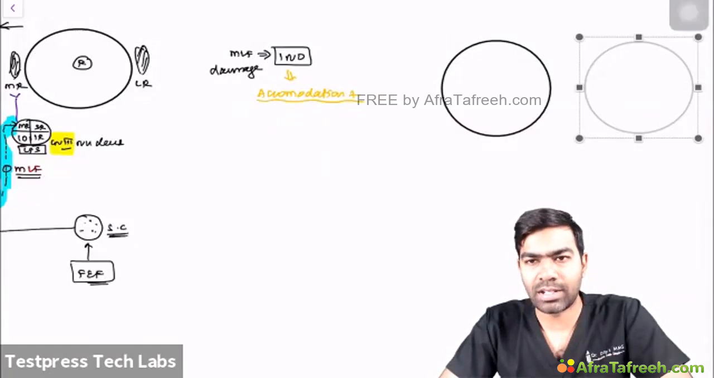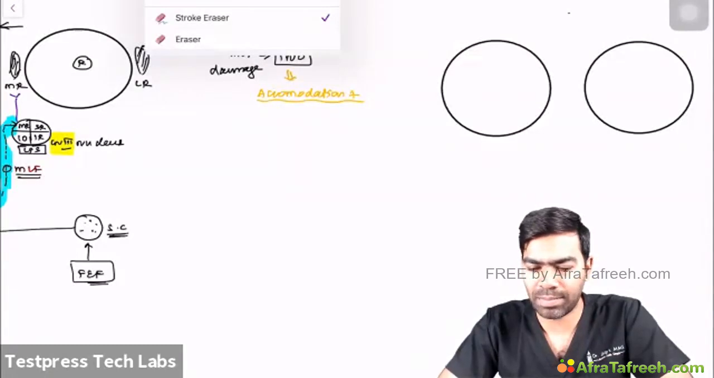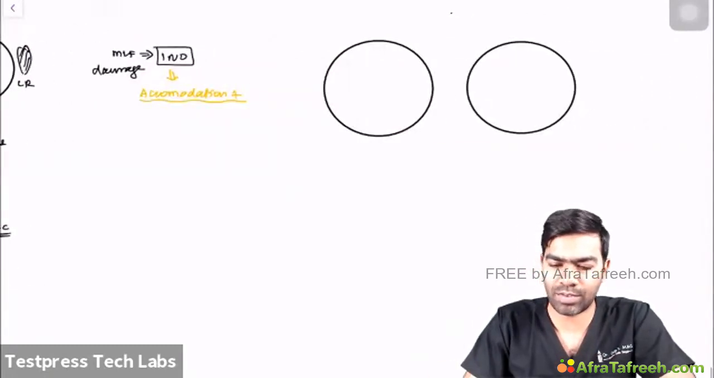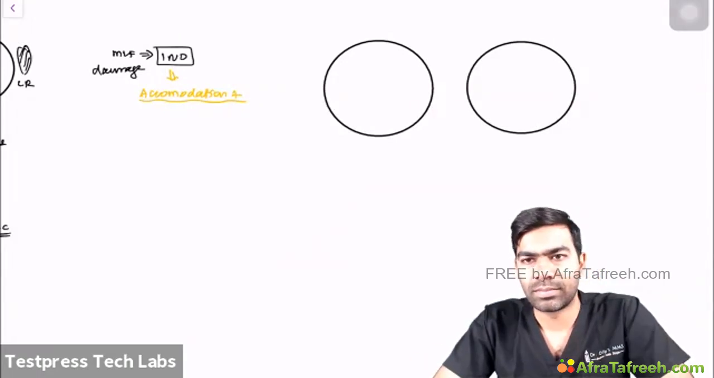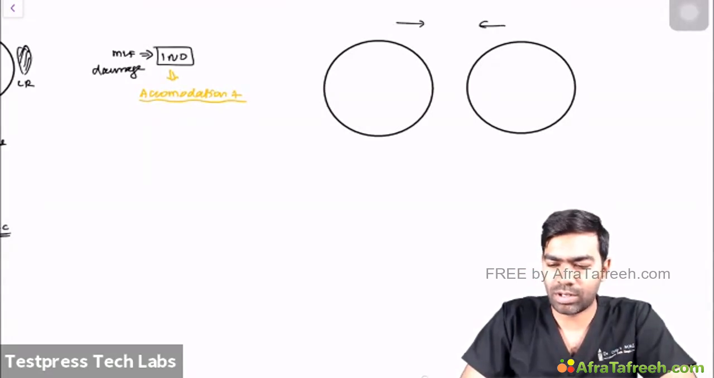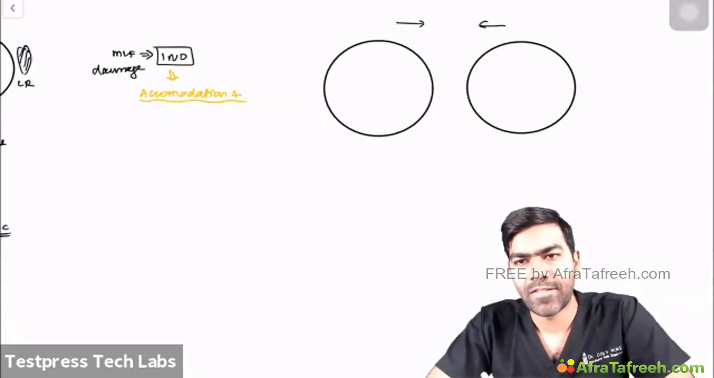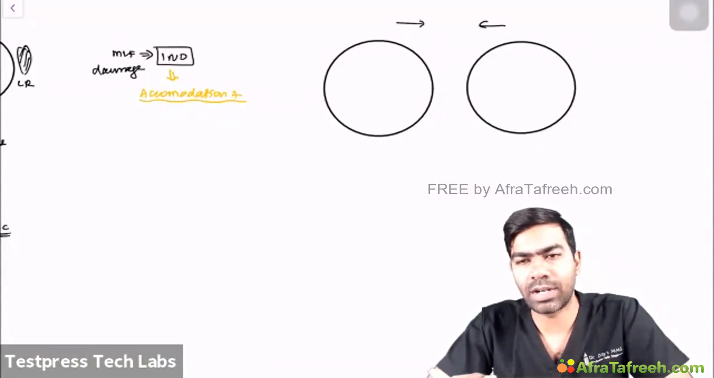So there are 3 C's that happen in accommodation. Can anyone summarize or type and show me what are the 3 C's of accommodation? Yes, number 1, convergence of eyeball. Okay, all right. Then constriction of pupils and change in the anterior curvature of the lens. Yes, change in anterior curvature of the lens, constriction of the pupil, and convergence of eyeballs.